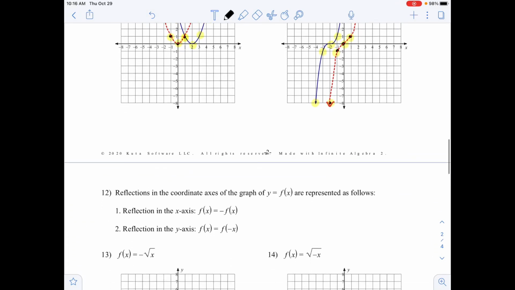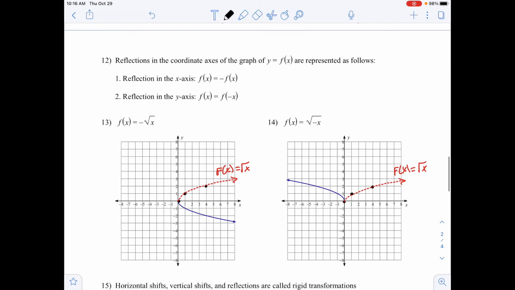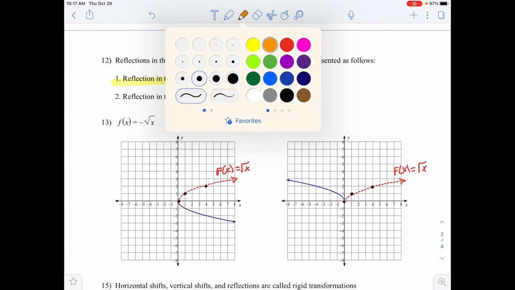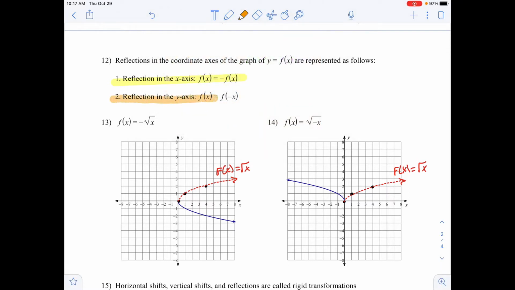So let's look at a different type of transformation, which would be a reflection. So we have f of x equals negative f of x. So negative of the function, that is a reflection in the x-axis. And then we have f of x equals f of negative x, which is going to be a reflection in the y-axis. So you've got to be careful with that. When you see the negatives on the outside here, the negative is on the inside.